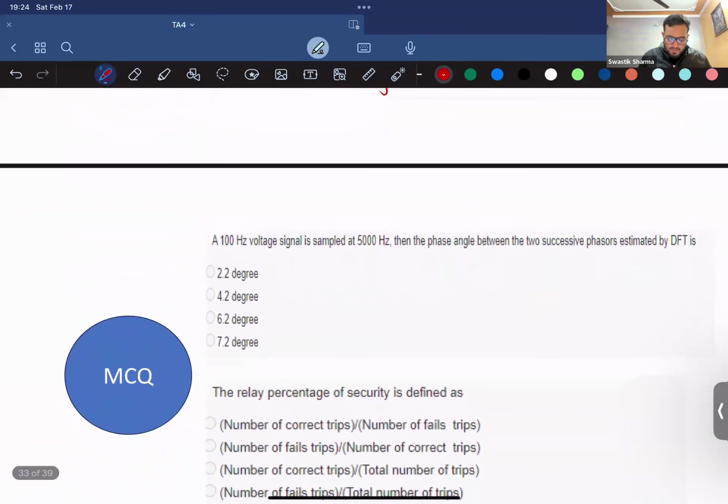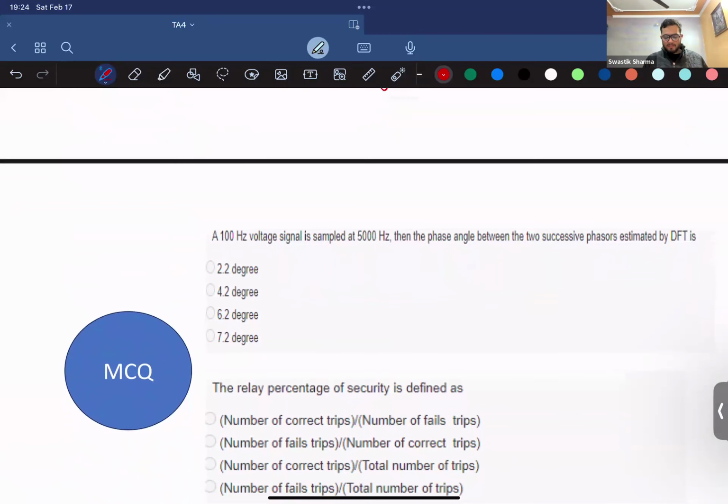Now this question: a 100 hertz voltage signal is sampled at 5,000 hertz, then the phase angle between two successive phasors estimated by DFT is? Who can tell me now? So you have a signal.